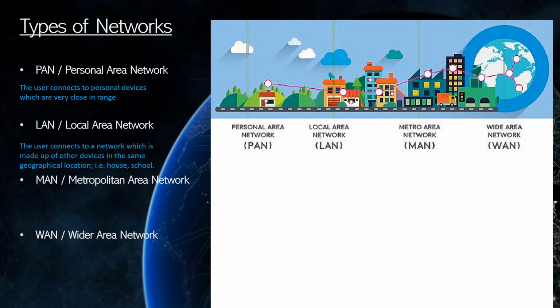And this is the same for schools, for example. You might find as a student you are able to log into any computer at your school and your files are readily available to you because your computer is connected through a local area network to all of the other devices, all of the nodes at the school. So this is a local area network.